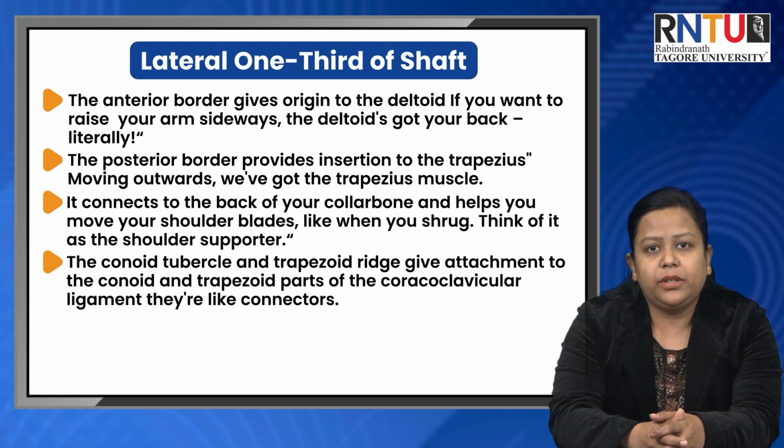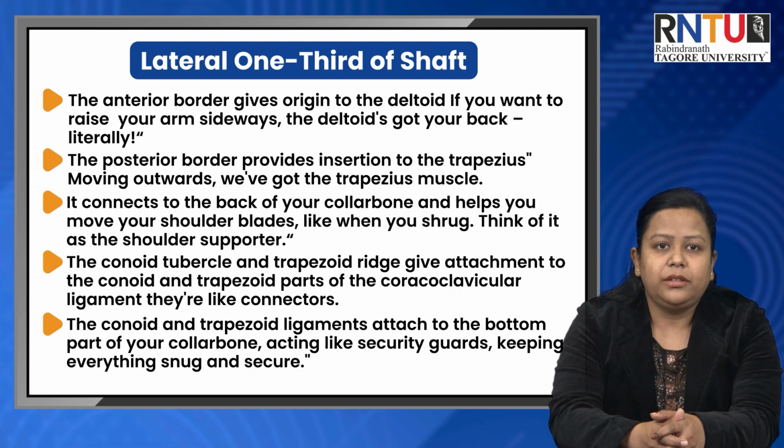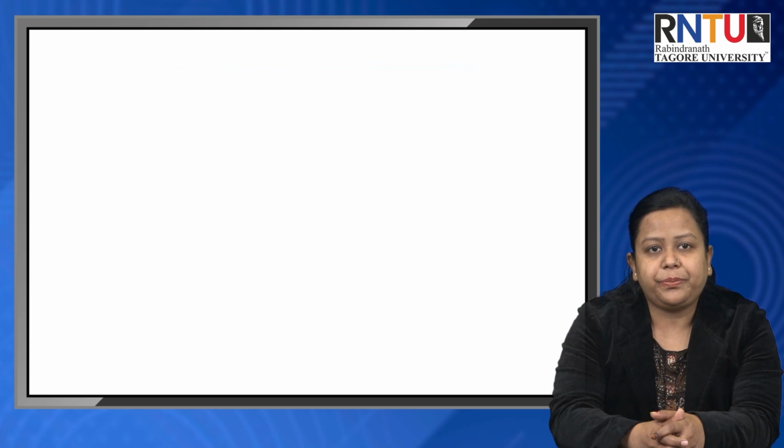The conoid tubercle and trapezoid ridge give attachment to the conoid and trapezoid parts of the coracoclavicular ligament. They are like connectors. The conoid and trapezoid ligaments attach to the bottom part of your collarbone, acting like security guards, keeping everything snug and secure.